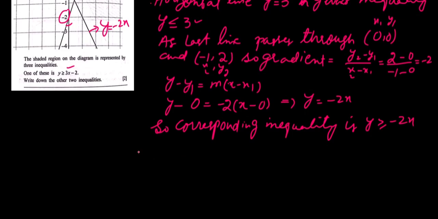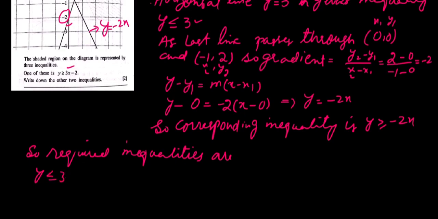Lastly, you can write all of these inequalities together. So the required inequalities are y less than or equal to 3 and y greater than or equal to minus 2x, and the given inequality is y greater than or equal to 3x minus 2. This was given, and it completes the question.